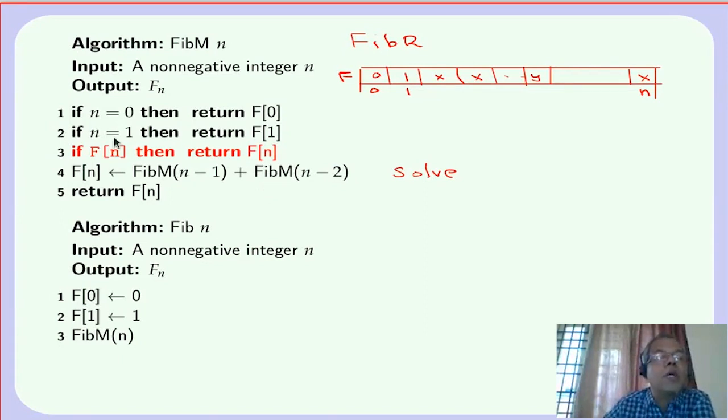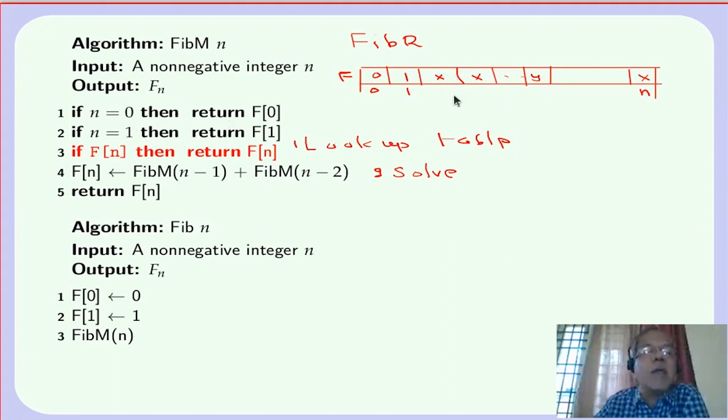Whenever we come across the same subproblem, first look up the table, then solve. If the table lookup is a success, there is no need to solve. If the lookup fails, the subproblem has not been solved before. Only then do we solve. How do we look up the table? If f of n is initialized, if f of n is not equal to nil, so f of n has a valid value, then return f of n. So the lookup is successful.